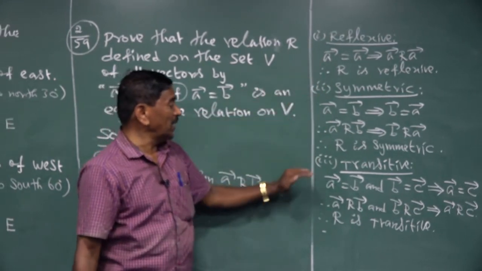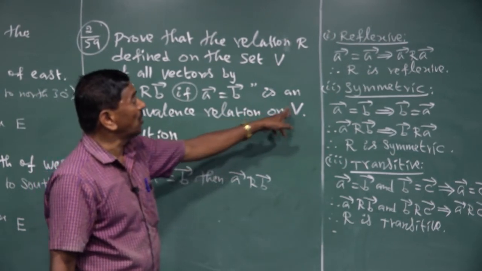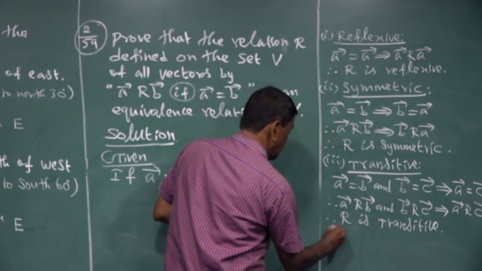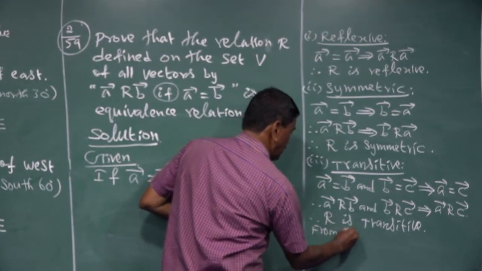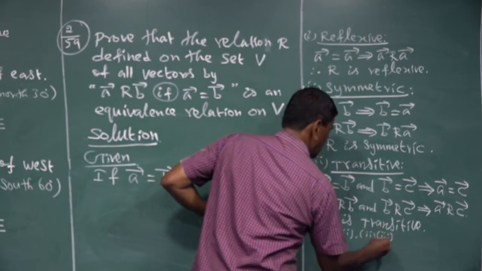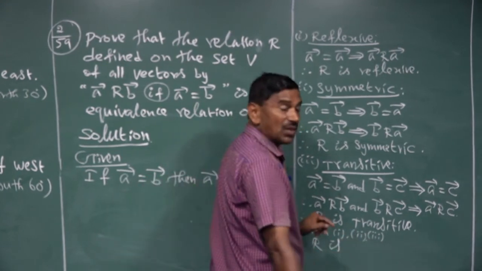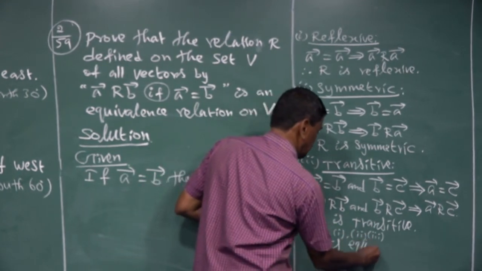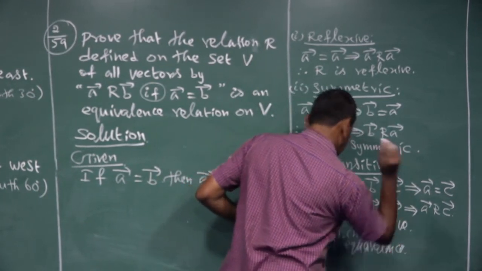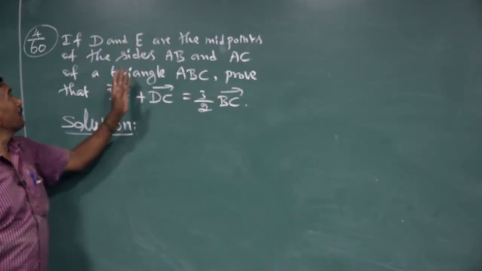From 1, 2, 3, the relation R is an equivalence relation on the set of all vectors. So from 1, 2, 3, the relation R is an equivalence relation. Equivalence, that's all.